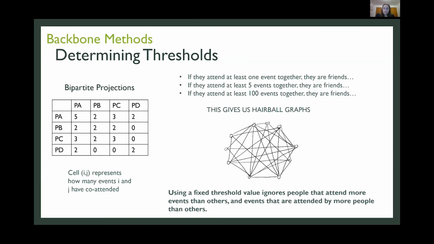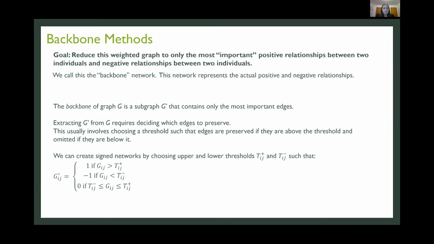So we want to be a little more careful. We want to actually pick threshold values where we can say if you hit this amount, we can say there's a relationship. Those thresholds we want to be conditioned on each person. We want to look at how many events did each person individually attend, and of those events, were they attended by a ton of people? Were they only attended by a few people? And this is going to give us a couple different ways that we can choose individual threshold values for our backbone.